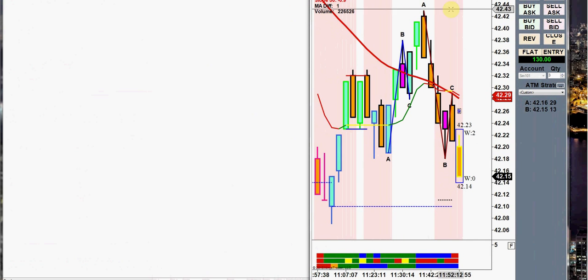Alright, so that was a really nice setup right there. We had the A, the B, and the C. And he called to close out the trade at 42.16, I believe. So we made a nice little profit there. Because I don't want to give back any money. And we're done.